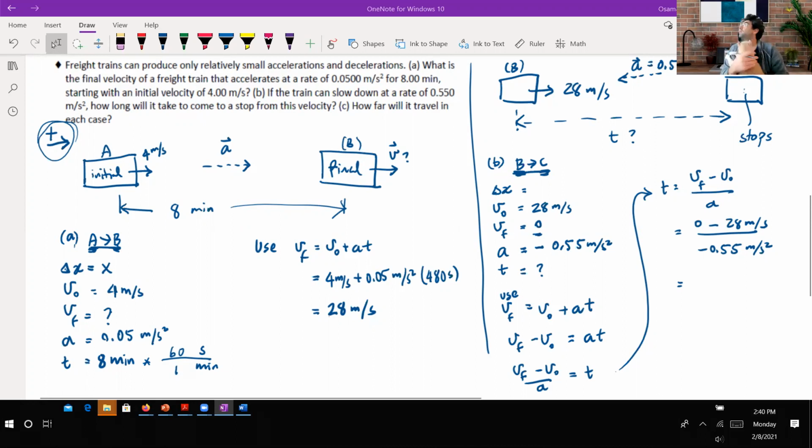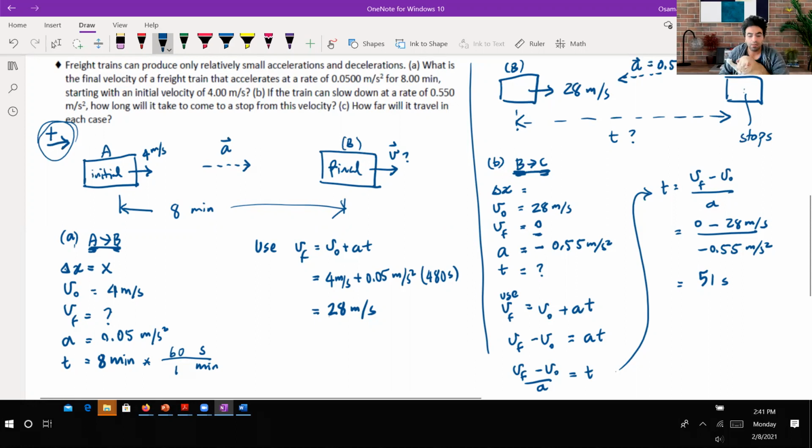Is that what I get? Maybe even less than that. Like it's a 51, correct? 51, yeah. Okay, 51 seconds. Okay, so this is how you solve kinematic problems, or problems of motion with constant acceleration.